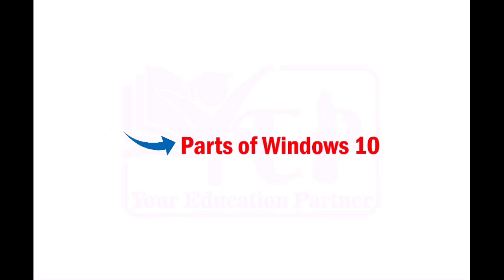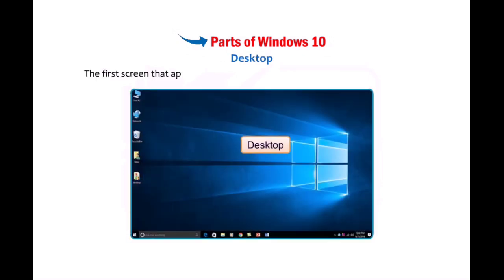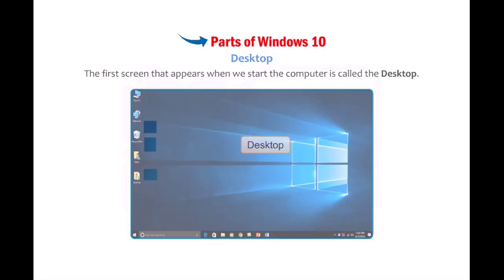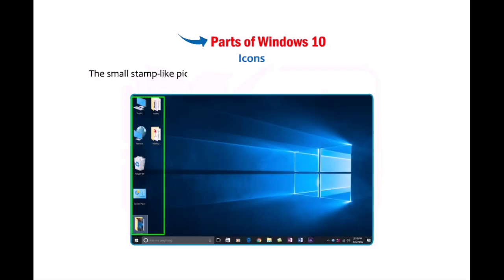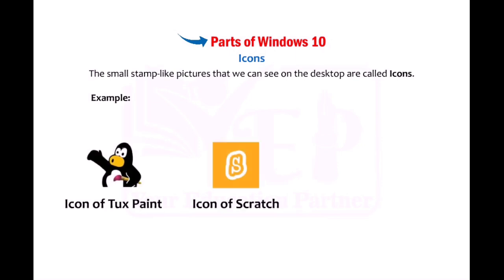Students, let us talk about parts of Windows 10. Desktop. The first screen that appears when we start the computer is called the desktop. Icons. The small stamp-like pictures that we can see on the desktop are called icons. Example: icon of Tux Paint, icon of Scratch, icon of Microsoft Store.